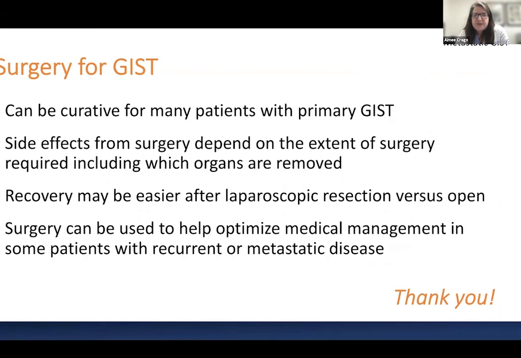We think that recovery may be easier after laparoscopic surgery versus open procedures, but laparoscopy, again, is only employed in certain cases where we feel confident we can get the tumor out without rupturing it. And we now know that since we started to use Imatinib and the other drugs like sunitinib and regorafenib, surgery can be useful in a subset of patients with recurrent and metastatic disease in order to help optimize outcomes. So thank you again for including me today, and I'm happy to answer any questions, as I'm sure Dr. Kelly is.